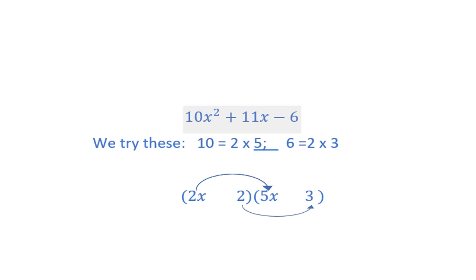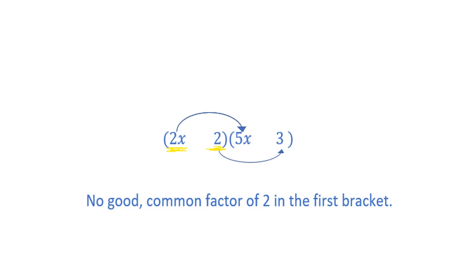So now I'm going to try this. I'll say 10x squared is 2x times 5x. And the 6, forget the signs, is 2 times 3. So I've gone for 2 times 3 for the 6. All right. Now you check the outers and the inners and see what happens. Well, we don't even have to do that. I see that I've got a 2 here and a 2 here. No good. It's got a common factor of 2 in the first bracket. So that's not going to work.